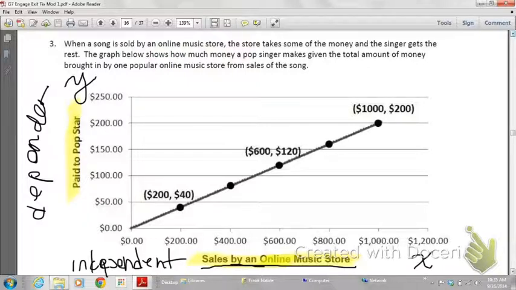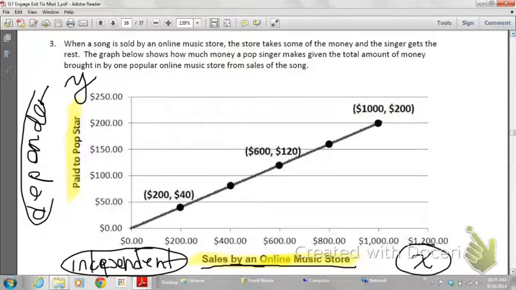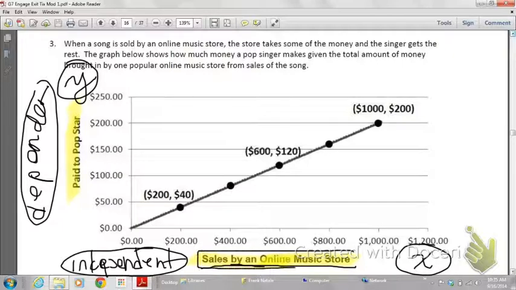So I'm back. I'm not sure where I was, but I just wanted to reemphasize this idea of the independent variable being that on the x-axis here, dependent on the y. It makes a lot of sense here, whereas it didn't make as much sense in the texting example, because the money paid to the pop star is very dependent. It depends on sales by the online music store because they are the ones that pay. These are called royalties. They pay royalties to the pop star for all that's sold there.